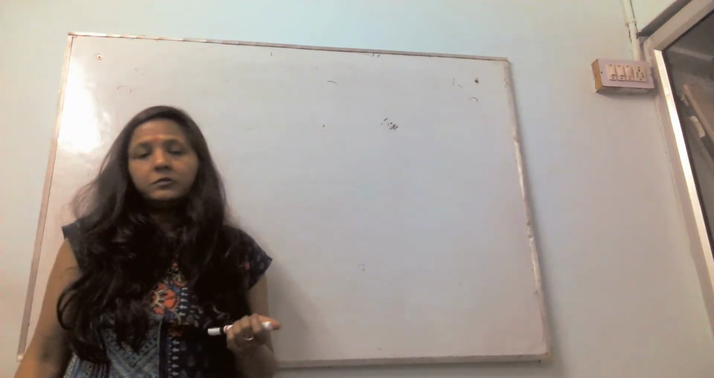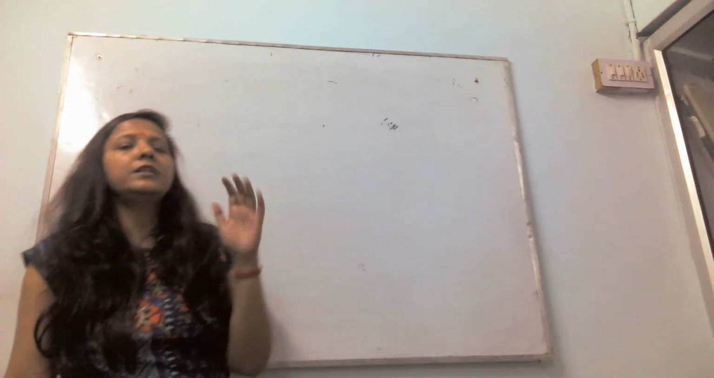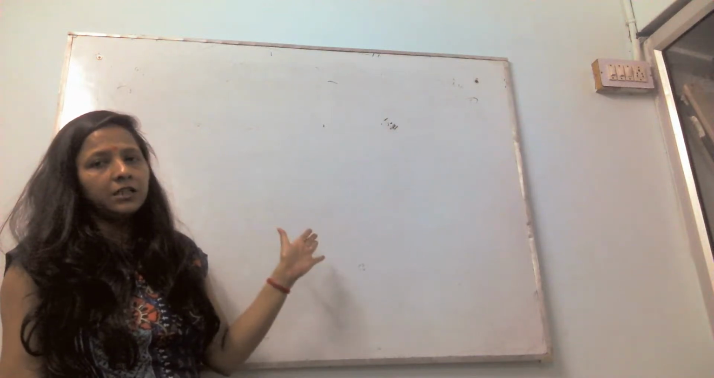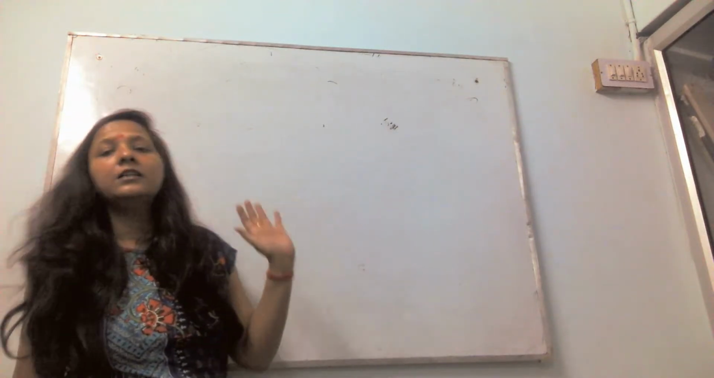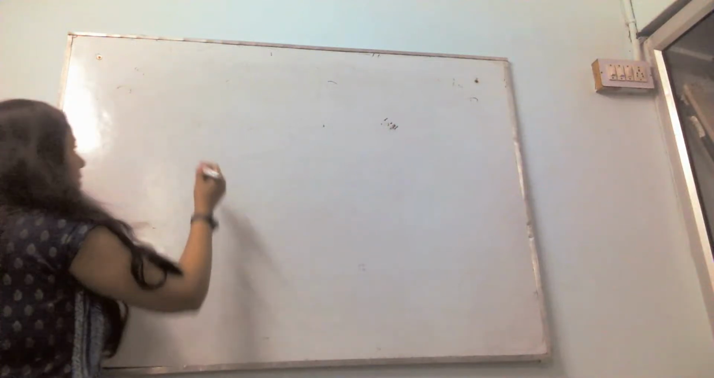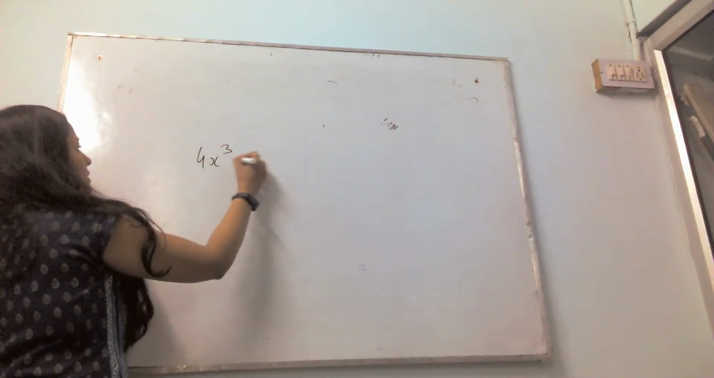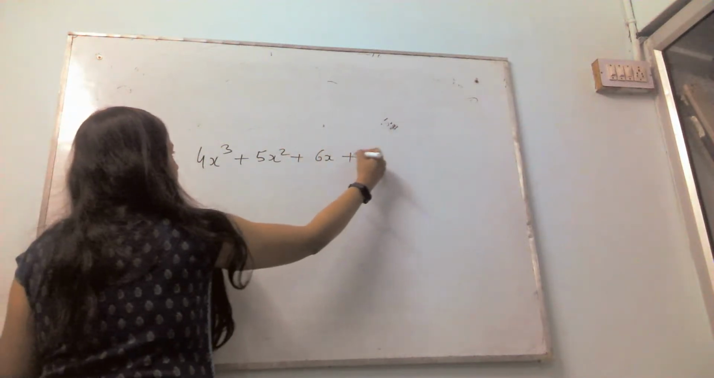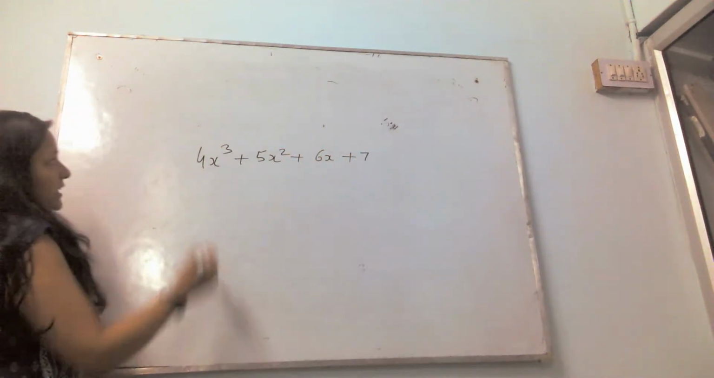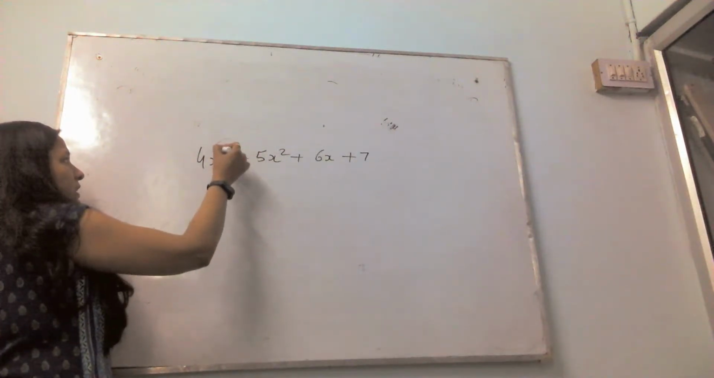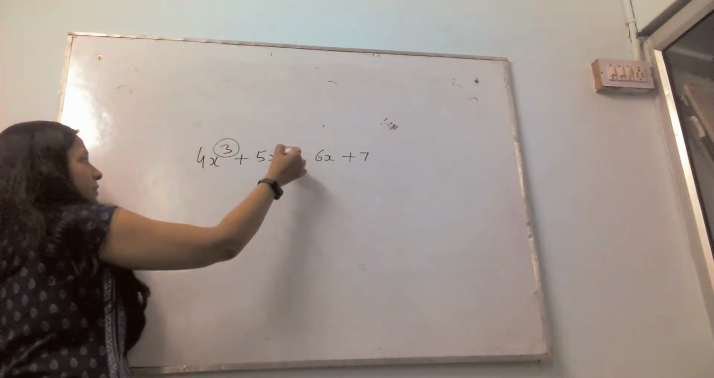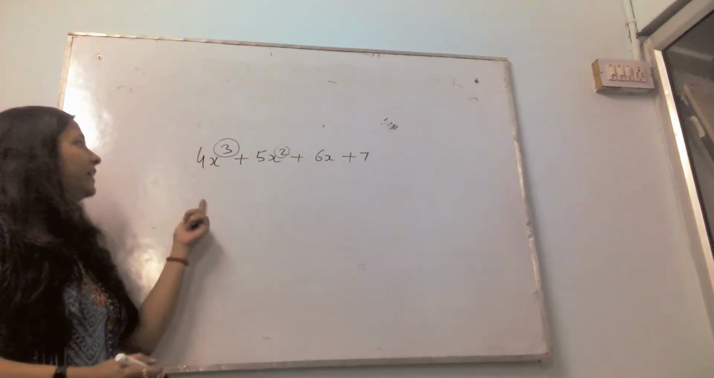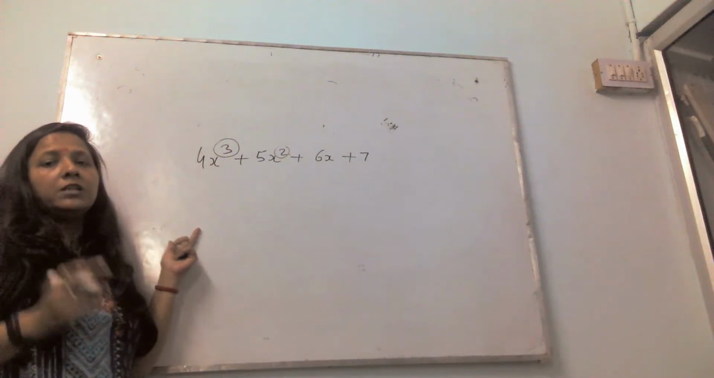A polynomial should always be written in standard form. Standard form means the highest power variable comes first, then it is in decreasing order. For example, 4x to the power 3, 5x square plus 6x plus 7. This is called the standard form. Here the highest power 3, then 2, then 1 and then the constant term. So you have to always write the polynomial in standard form.